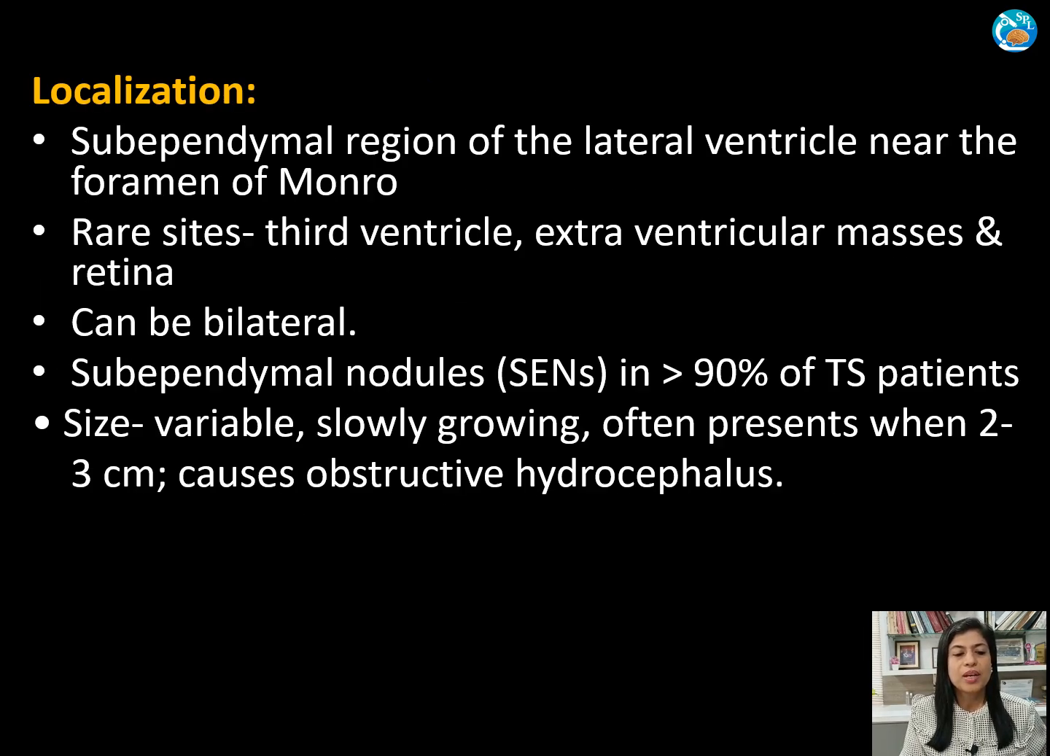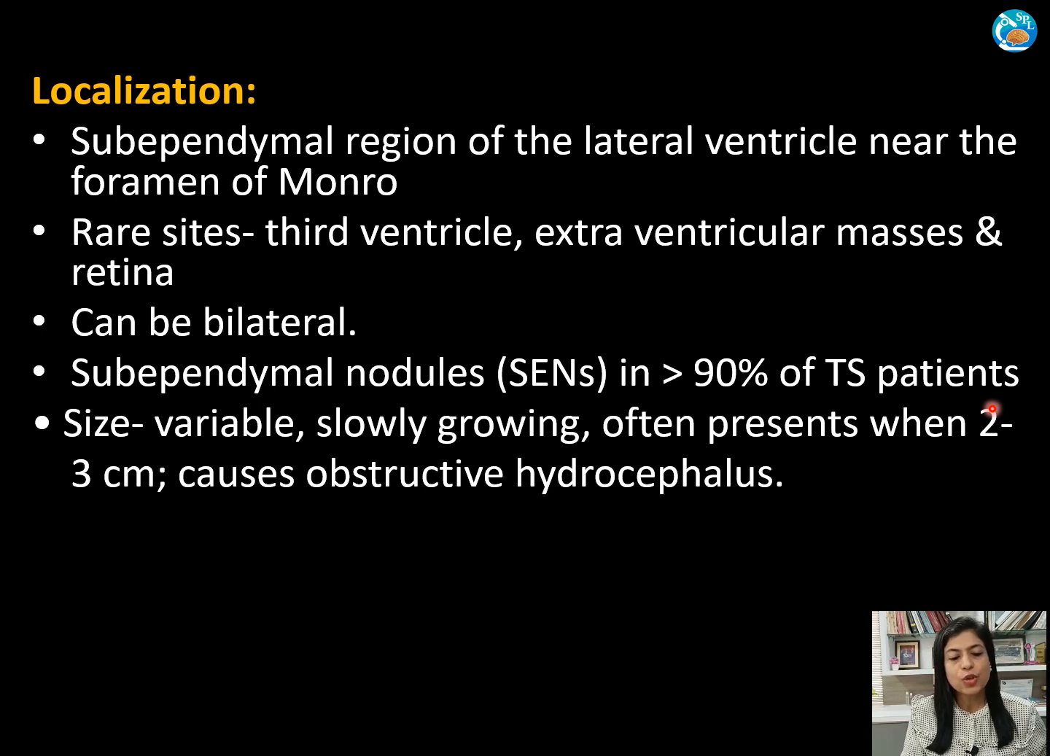Localization: subependymal region of the lateral ventricle near the foramen of Monro with extension into the lateral ventricle. These are rarely found around the third ventricle. Rare extraventricular masses have been reported either sporadically or in patients with tuberous sclerosis. These can be bilateral. Retina is a rare possible site. Subependymal nodules, that is SENs, are found in more than 90% of patients with tuberous sclerosis.